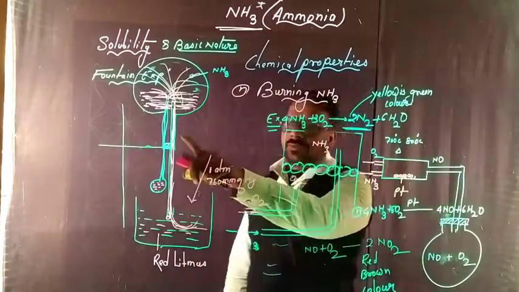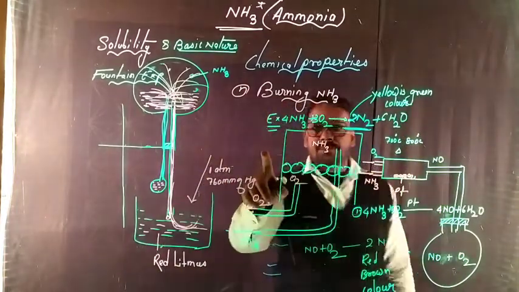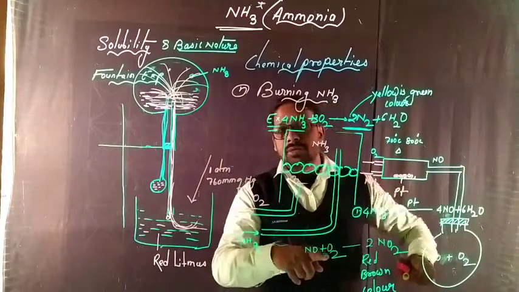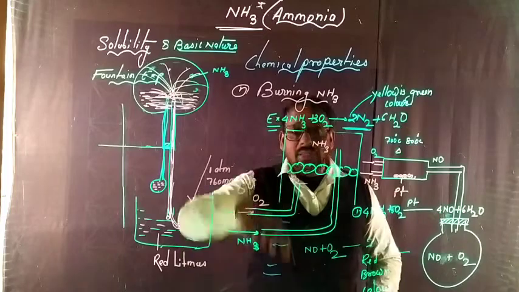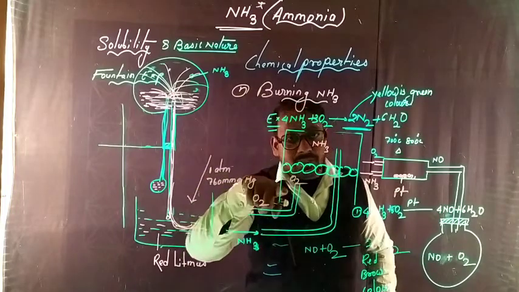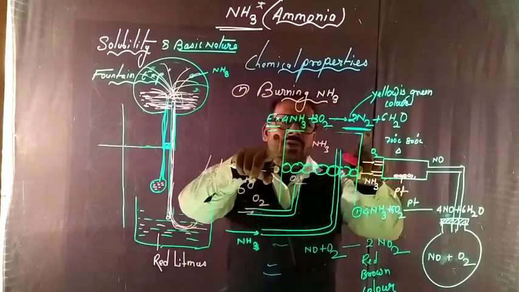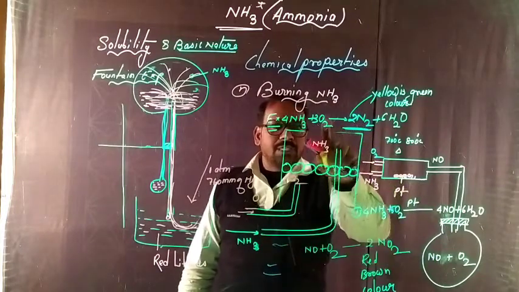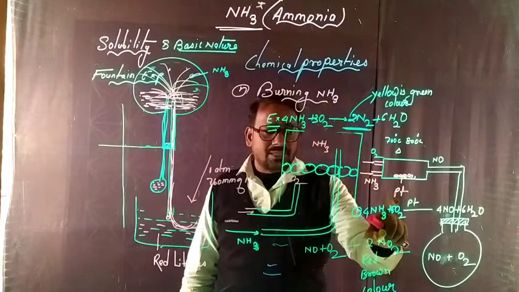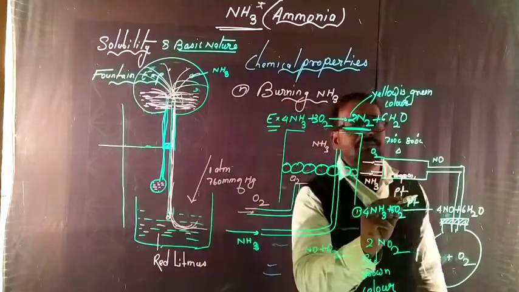So first experiment we have discussed, the common experiment, second, burning. It does not help in burning, nor does it get burned itself. But once it is burned in the presence of oxygen, in the first process we will get nitrogen gas. But if this process is done in the presence of a catalyst, what catalyst? Platinum.